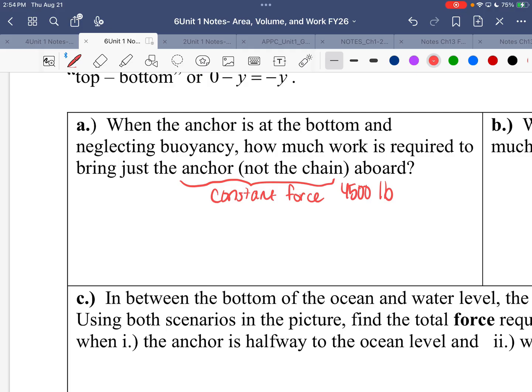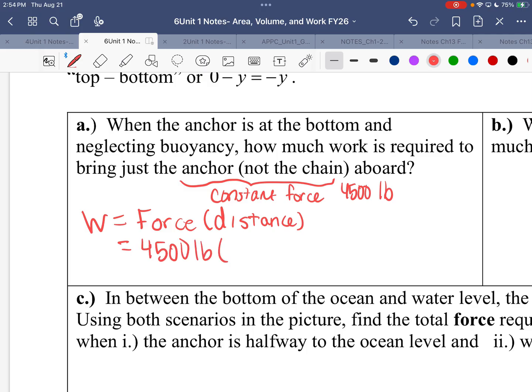So if we have a constant force, we do not need to integrate. We can just use your good old physics 1 definition of work as force times distance. So our force is 4,500 pounds. What was our distance to go from the bottom all the way up? 100 feet.